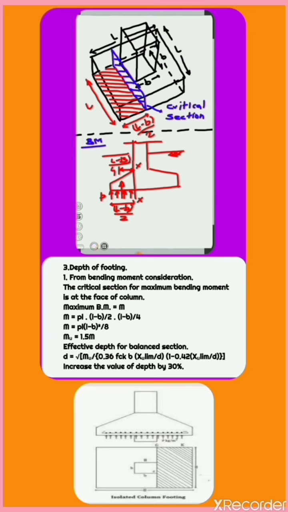So, effective depth D for balanced section equals square root of Mu upon 0.36 into fck into B into (Xu limiting by D) into (1 minus 0.42 into Xu limiting by D). Increase the value of depth by 30% to accommodate shear stresses.